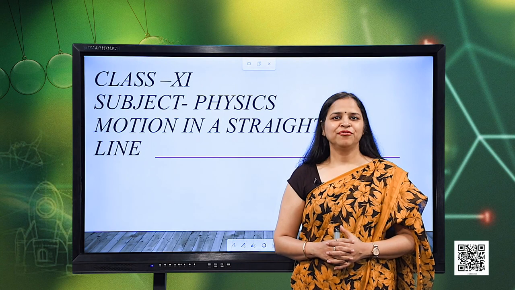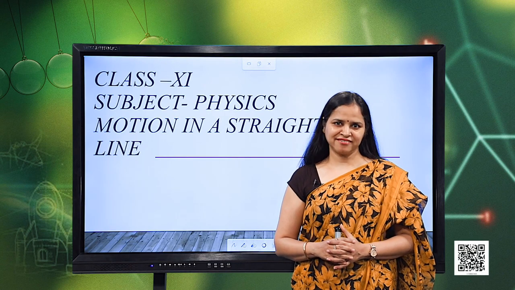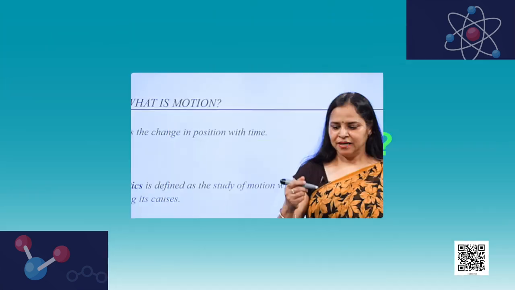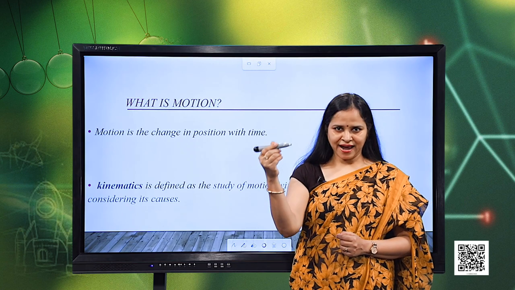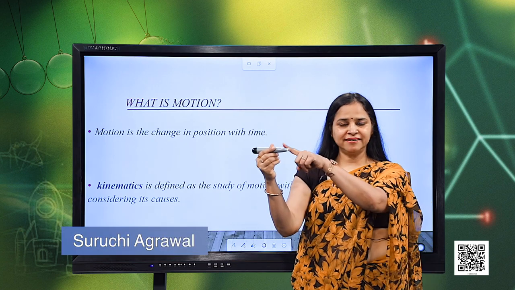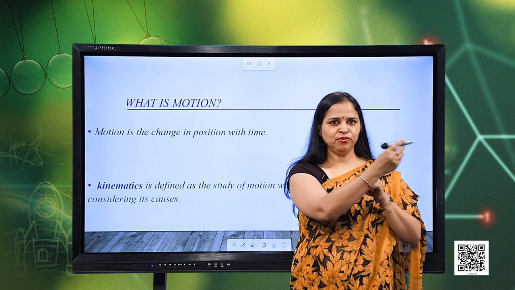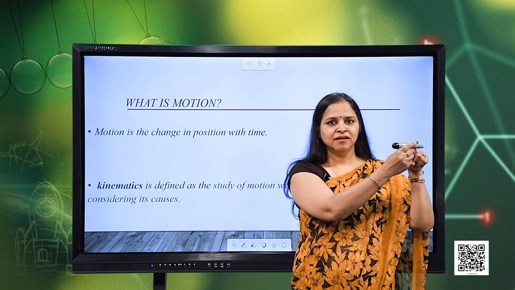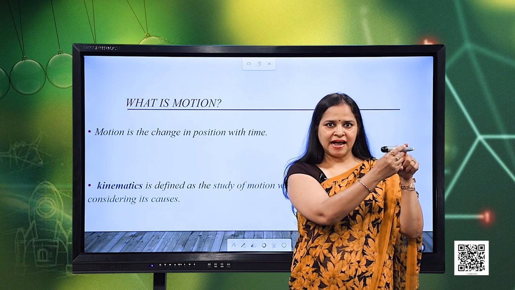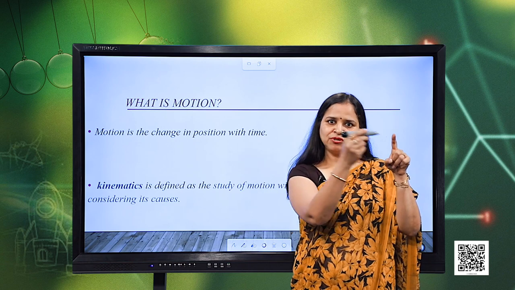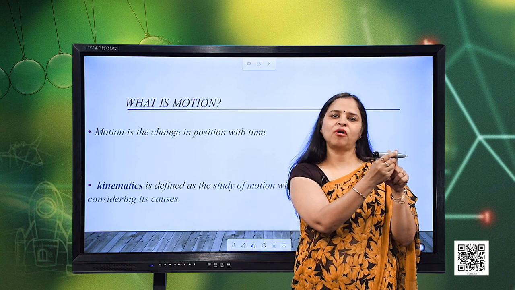Hello learners, we are going to study about motion in a straight line. So let's start with what is motion. Suppose I consider an example. Let's say this is a pen in my hand and right now it is at this position, right? Now suppose it moved to this position. So we can say that with the passage of time, the body has moved from this place to this place, and this is what is called motion.